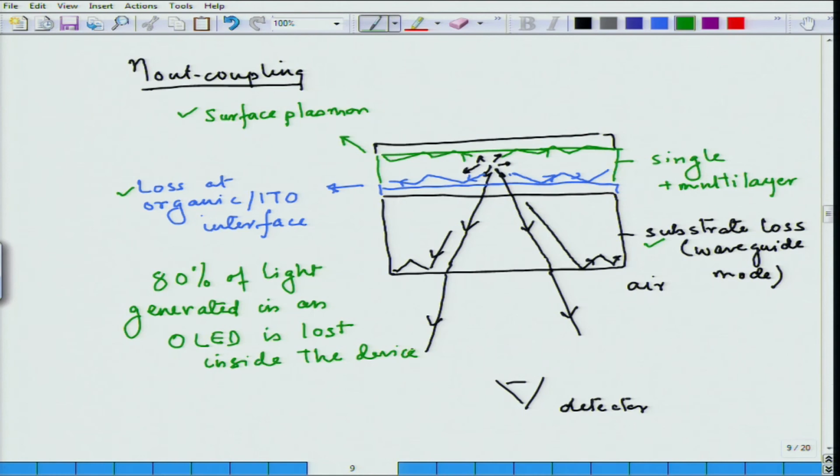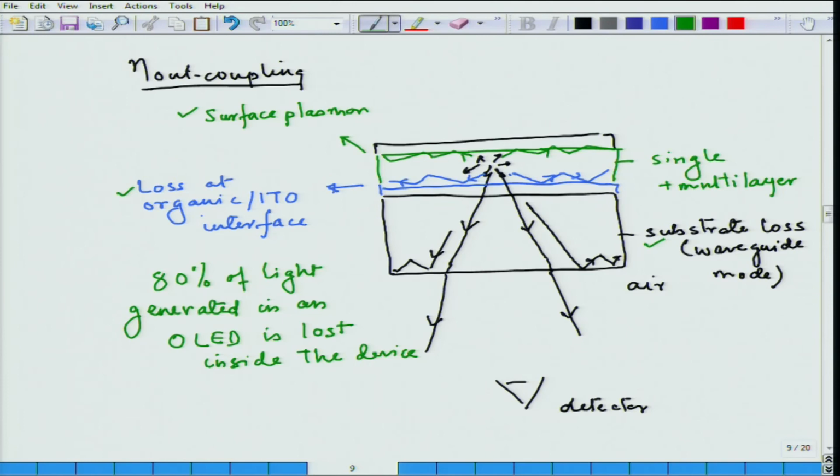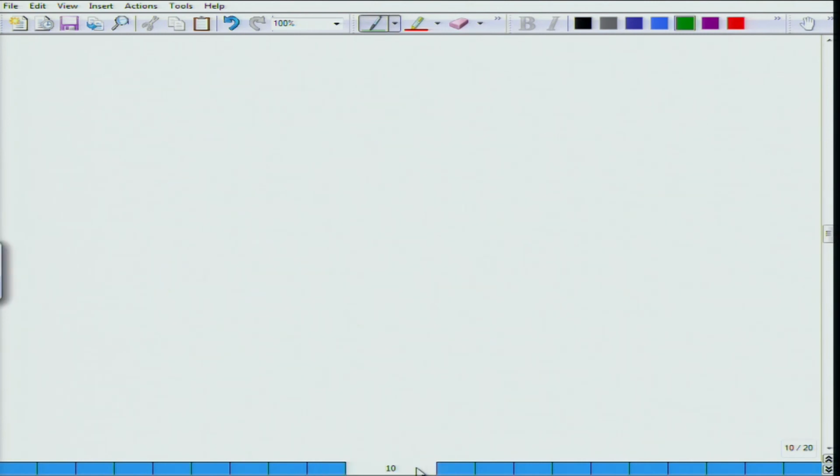So, you can see this is a huge factor in the efficiencies. Only 20% of the light that we generate in an OLED is collected, and there is a big room for improvement in trying to get better efficiency of an OLED. So, these are the ways in which one then tries to improve the efficiency of the OLED.